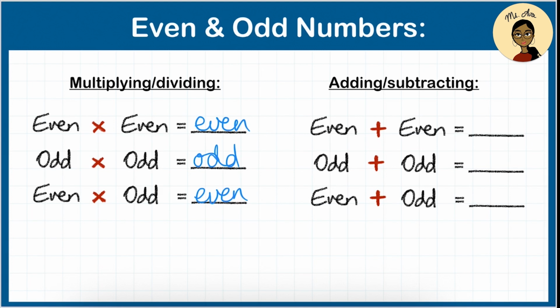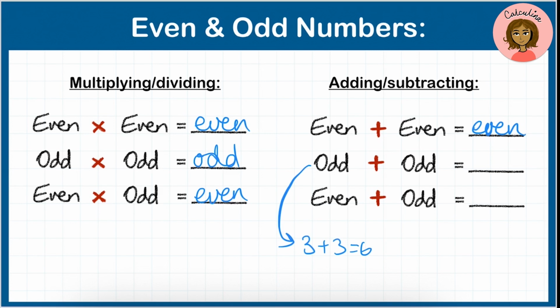Then similarly, when we look at just adding and subtracting with even and odd numbers, even plus even, what do you think, Calculina? That would be even. Good. And what about odd plus odd? That's going to be an odd number? It is. Think about like 3 plus 3. Oh, okay. That's 6. So it's even? Yes, an odd plus an odd number is always going to give you an even number.